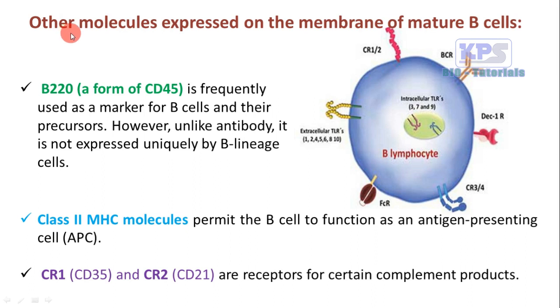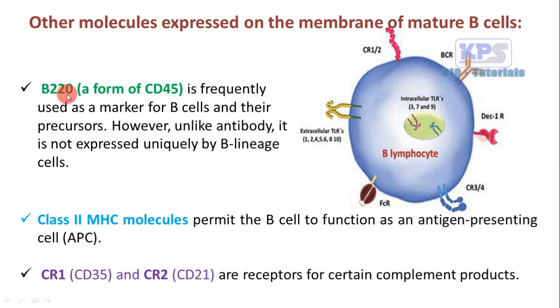And apart from the antibodies, numerous other molecules also are expressed on the membrane of the mature B cells. We call a B cell mature only when it can interact with an antigen and all the surface molecules are perfectly expressed on its membrane. Then only the B cell is said to be a mature B cell. On the surface of these mature B cells, different types of molecules are seen apart from the antibodies.